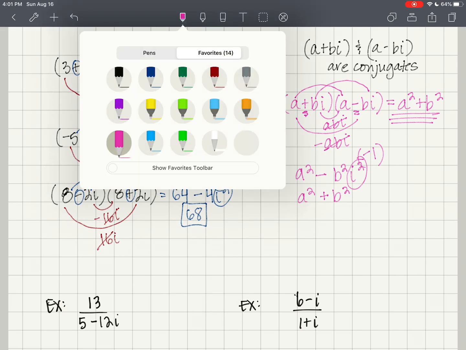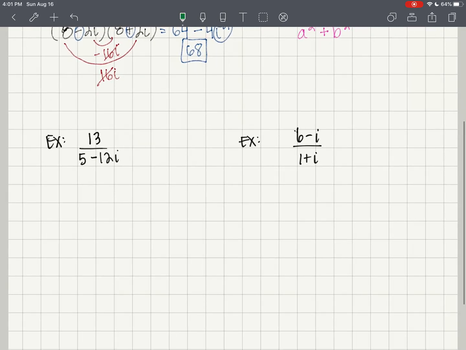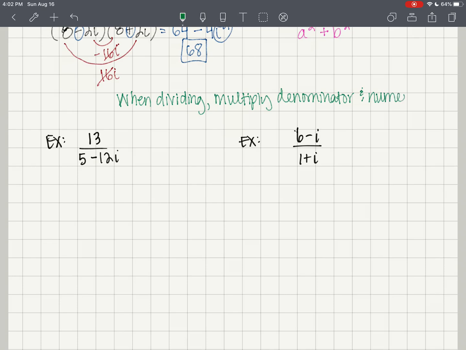Now this is important because where we're going with this is division. And when you divide, so when dividing, multiply the denominator and the numerator by the conjugate of the denominator. So when dividing, you're going to multiply both the denominator and the numerator by the conjugate.